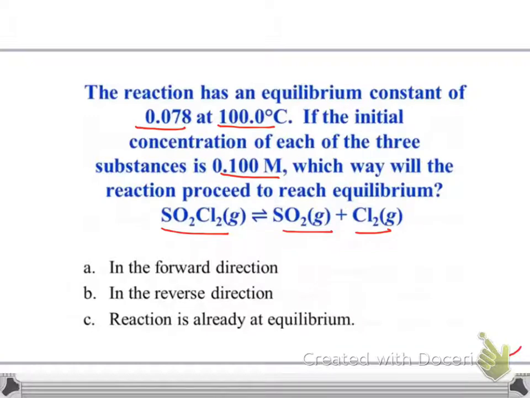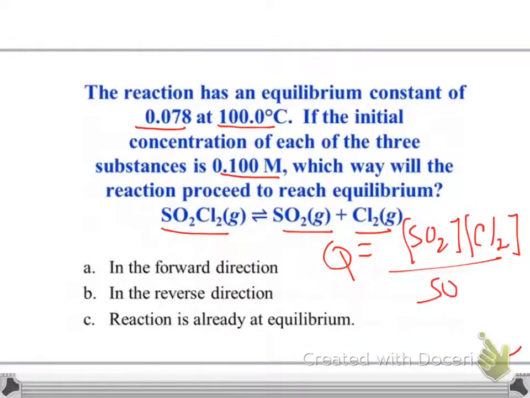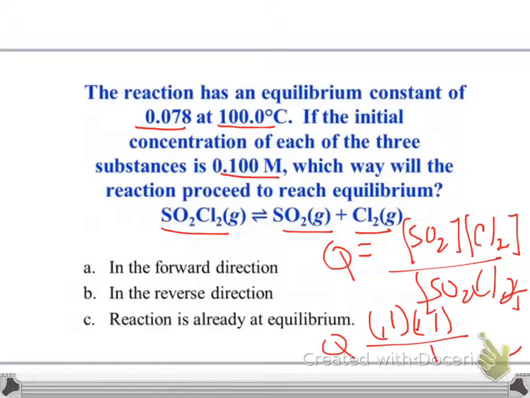Okay, so let's write the formula for Q. So Q is going to be the concentration of SO2 times Cl2, and they have coefficients of 1, over SO2Cl2, and that's also to the 1, right? So that's going to be 0.1 times 0.1 over 0.1, which will give us Q equals 0.1. Okay, so my Q is 0.1, my K is lower than that, 0.078.